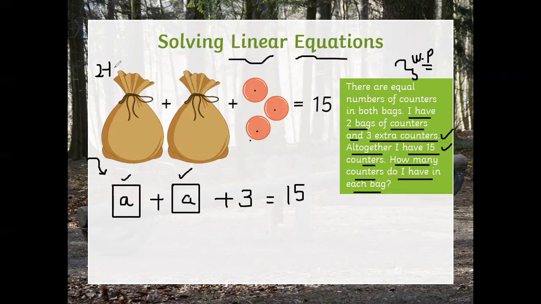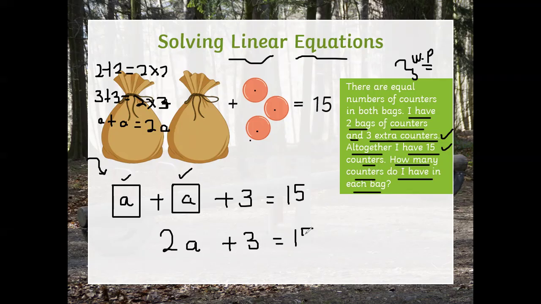2 plus 2 is the same as 2 times 2. Correct? So 3 plus 3 is the same as 2 times 3. So over here, A plus A is the same as 2 times A, which is 2A. Then I will continue. The equation equals 15. Now, what do I do? There are two things you have to do here because you want to find A. You must first get rid of the plus 3. After that, you have to get rid of the 2.